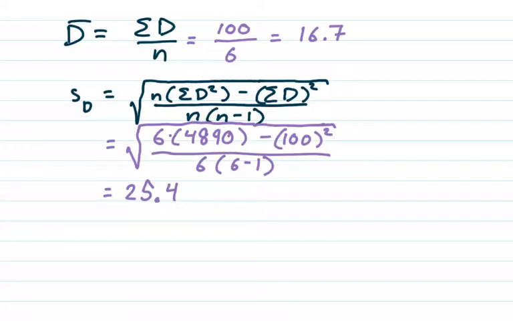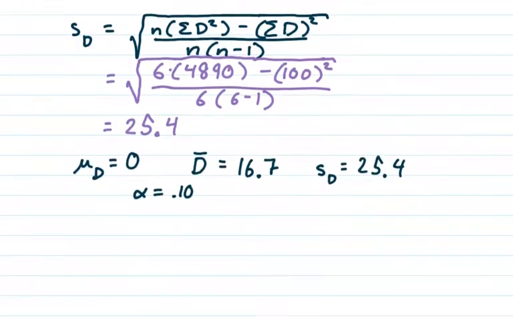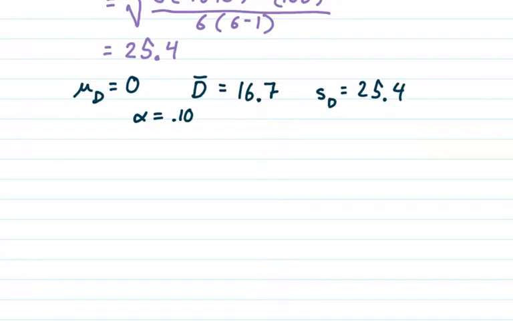Now, let's just go ahead and rewrite that here. So that is mu subscript d is equal to 0, d bar is equal to 16.7, s subscript d is 25.4, and then alpha equals 0.10. So they're just reorganizing that information.